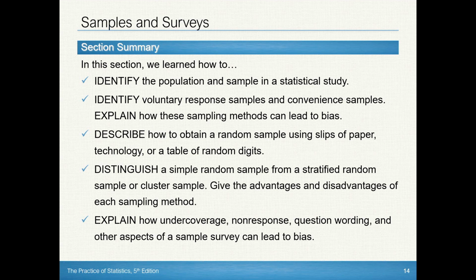We distinguished a simple random sample from a stratified random sample or a cluster sample and talked about reasons why you might want to do that. And we explained how undercoverage, non-response, question wording, and other aspects of the survey could lead to bias.